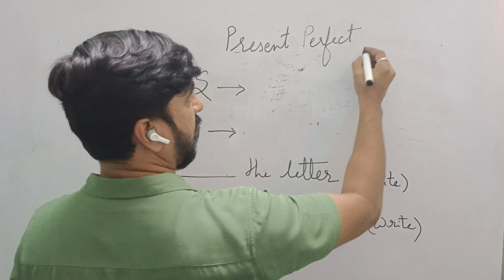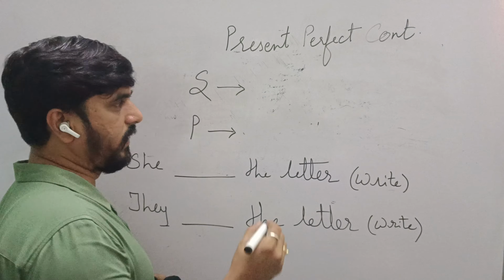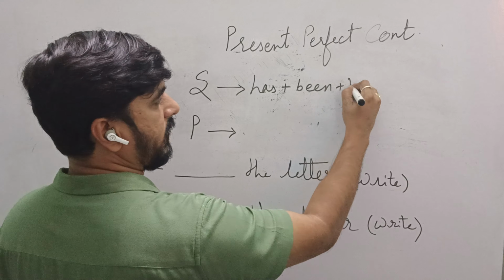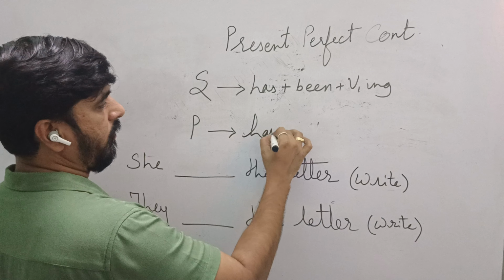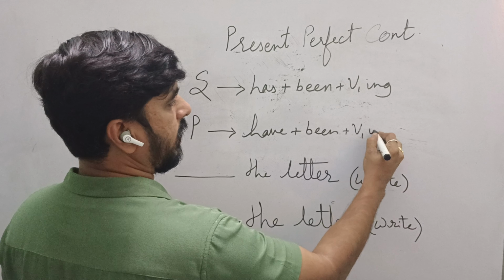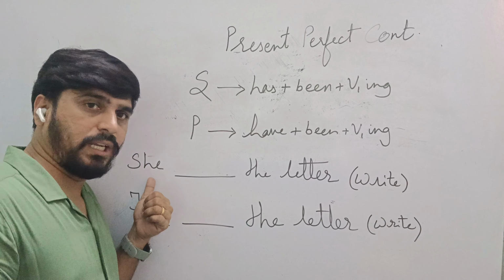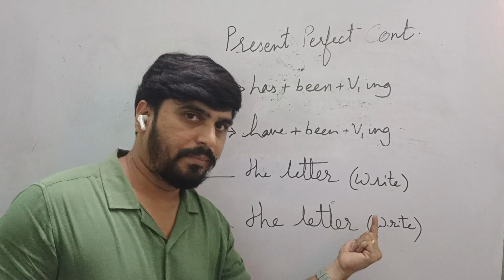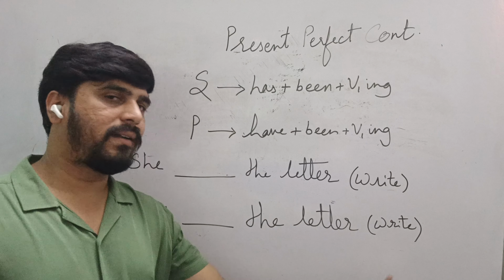Last part: present perfect continuous. And the rule is, if singular, has plus been plus V1 ing. Plural, have plus been plus V1 ing. So what will be the example? As simple as that. She has been writing the letter. They have been writing the letter.